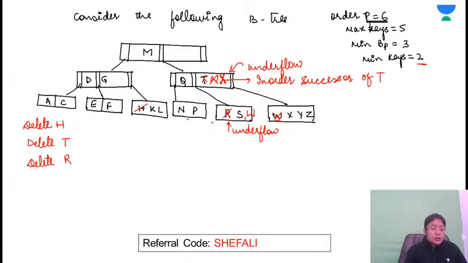Who asked this doubt? Lalit. After exam completion, during the exam, right? The minimum condition is that every node needs to have 2 keys. This is already having 2 keys. So how can it give one key? It's not possible, right?